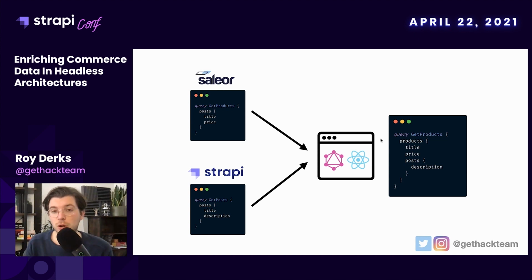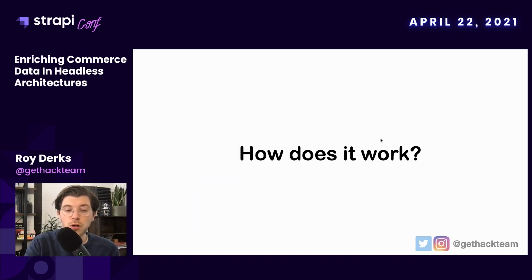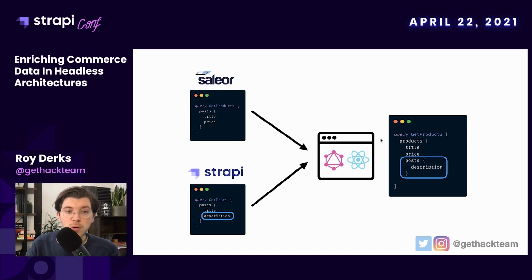So we can actually send a query that gets information from both Saleor and also from Strapi. And we're going to be doing this later on using React and Next.js, and of course also GraphQL. So how does this work? At the top, we have a query for Saleor, which is getting products information. And then we have a query for Strapi, which is getting information about posts, or more detailed information like a description. So using schema stitching, we can send a query that combines the two and actually gets the data for both sources.